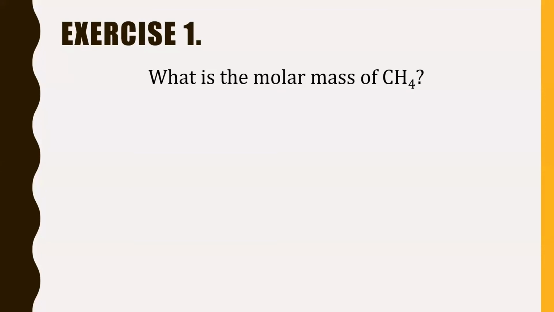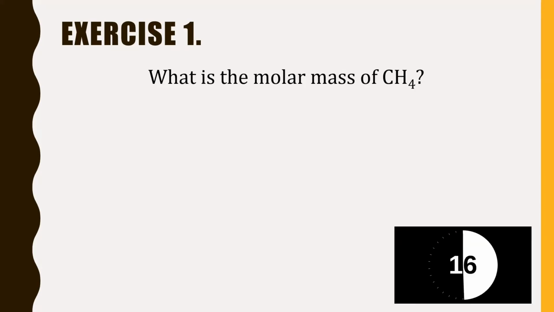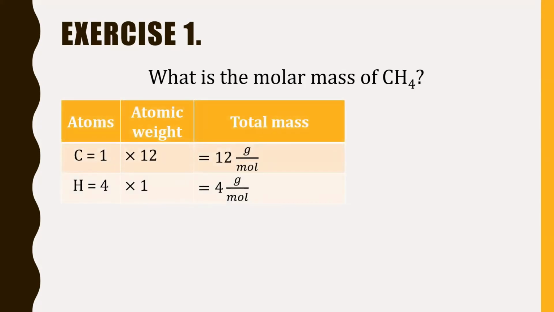What is the molar mass of methane? First of all, what is methane? Looking at its molecular formula, we have one carbon and 4 hydrogen. And then, as we said, we multiply that by the atomic weight of the element. So for carbon, we have an atomic weight of 12. And then for hydrogen, we have 1. Multiplying with it, we multiply that by the number of atoms present in the compound.